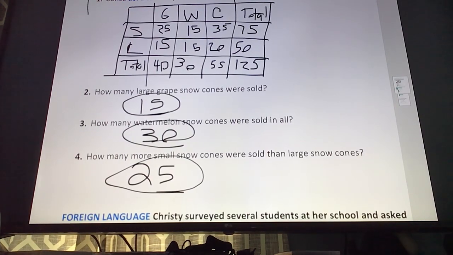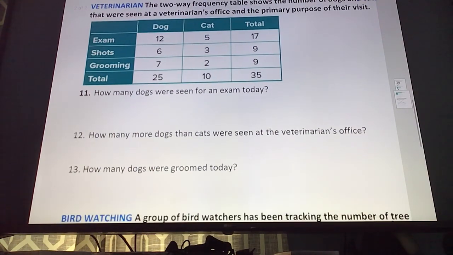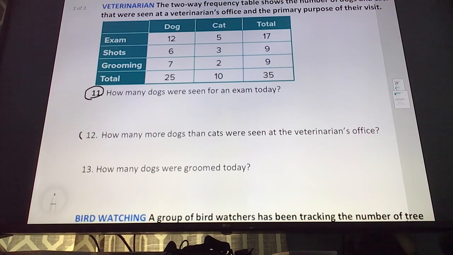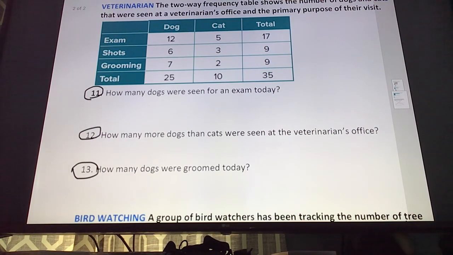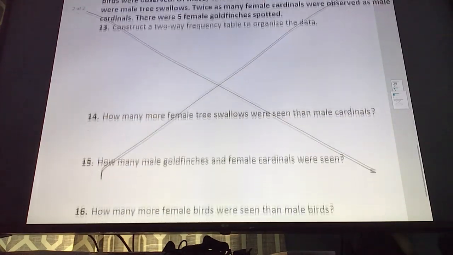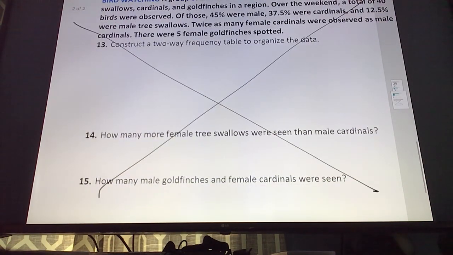So copy all this down and submit the assignment. You have to do number 11, 12, and 13. Number 13, 14, 15, and 16. Up here, they want you to construct the two-way table. I can draw it on here, but that's going to be extra credit. If you want to do that one, I will draw it on here for you.